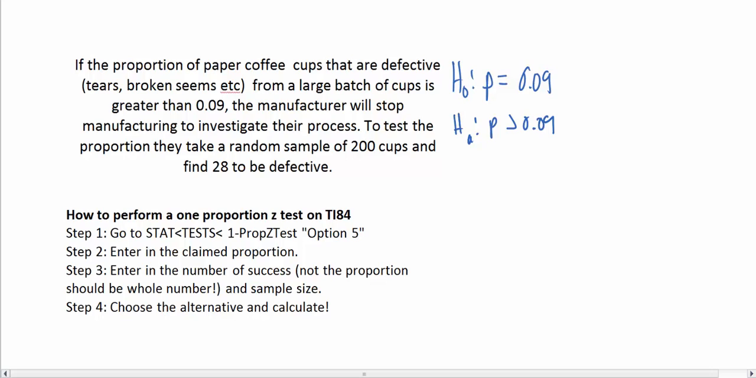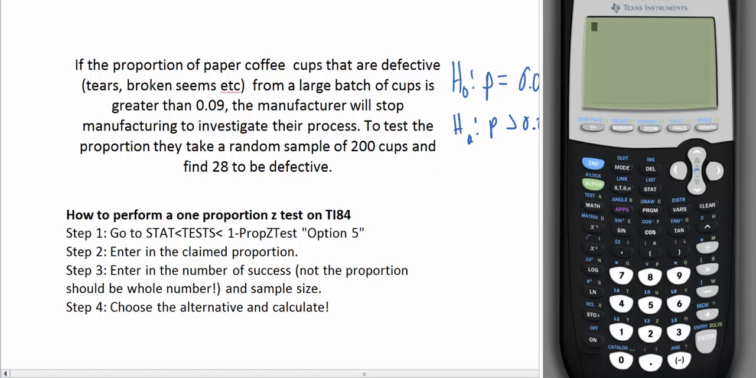So to calculate the test statistic and p-value using our TI-84, we're going to go to the STAT button, scroll over to TESTS, go down to option number 5, 1-PropZTest, press enter. Here we want to put in our claimed amount. Again, this is 0.09. So 0.09.